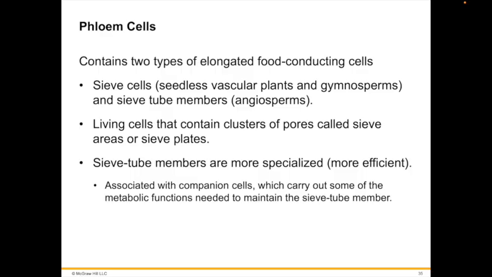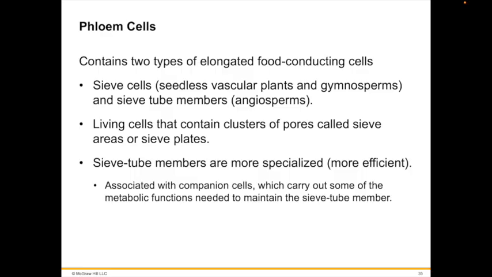Food conduction in phloem is carried out through two kinds of elongated cells, sieve cells and sieve tube members, or sieve tube elements. Gymnosperms, ferns, and horsetails have only sieve cells. Most angiosperms have sieve tube members. Both types of cells have clusters of pores known as sieve areas because the cell walls resemble sieves. Unlike pits in xylem, which contain primary cell walls, phloem pores are completely open.